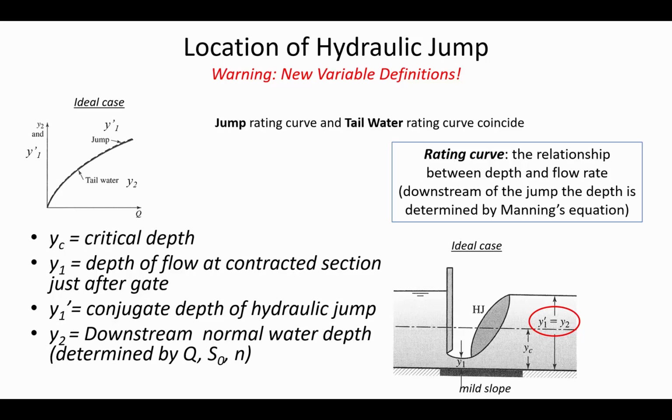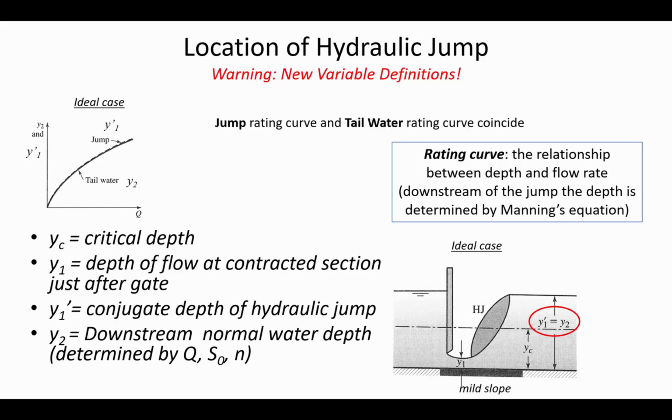And so we have a jump rating curve and a tailwater rating curve, and they're both on top of each other in this ideal case. We've only got 9 minutes left, but even if we had 20 minutes left, I don't think I could adequately explain a rating curve. It's the sort of thing that you need to look at and think about and just kind of reflect on for several minutes, because it's not immediately obvious what it is and how it works. But let me just take a quick stab.